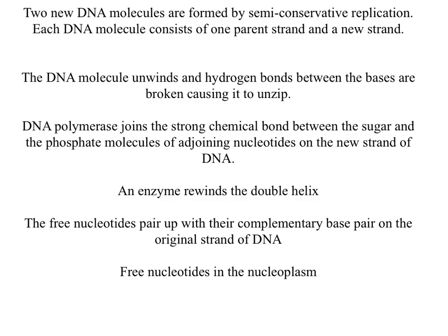So it says 2 new copies of DNA molecules are formed by semi-conservative replication. Each DNA molecule consists of 1 parent strand and 1 new strand, which we have just seen. The DNA molecule unwinds as hydrogen bonds between the bases are broken, causing it to unzip. DNA polymerase joins the strong chemical bond between the sugar and phosphate molecules. Remember, the sugar and phosphate molecules, that's the backbone. Okay, that's the actual strand part of our DNA. A new enzyme rewinds a double helix. The new nucleotides pair up with their complementary base pair on the original strand of DNA. New nucleotides in the nucleoplasm.